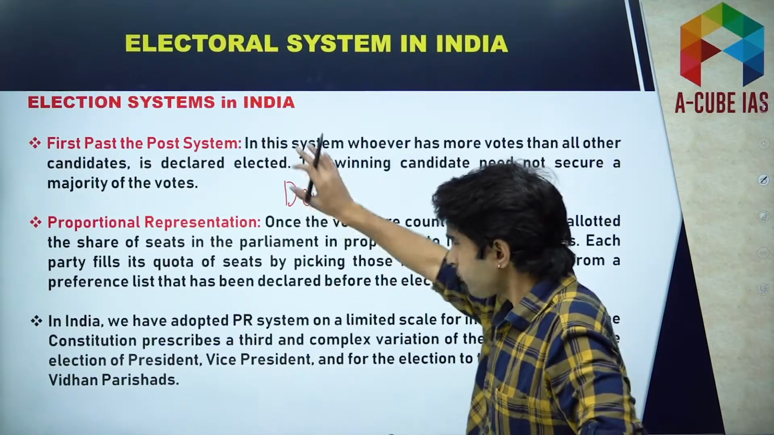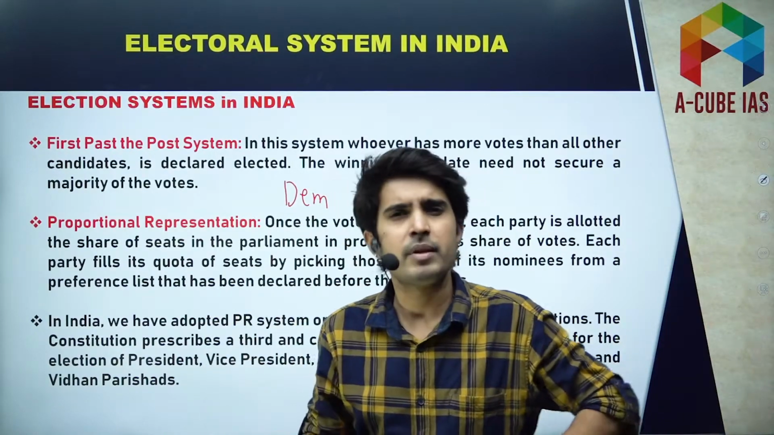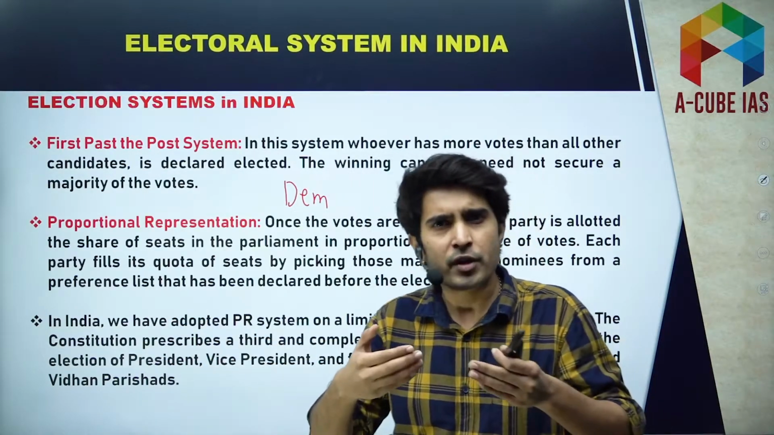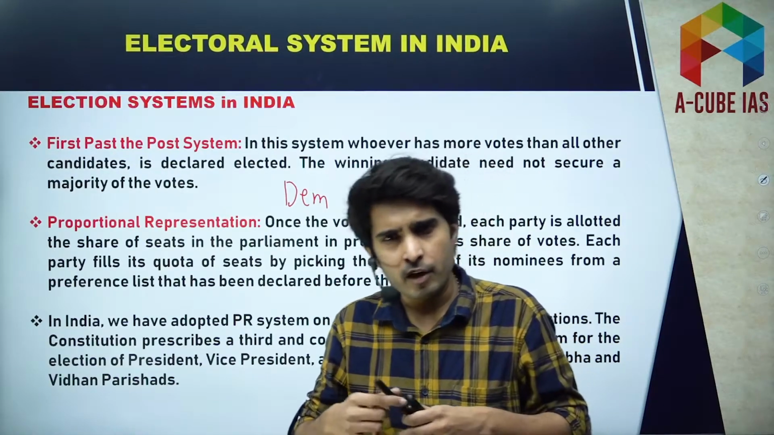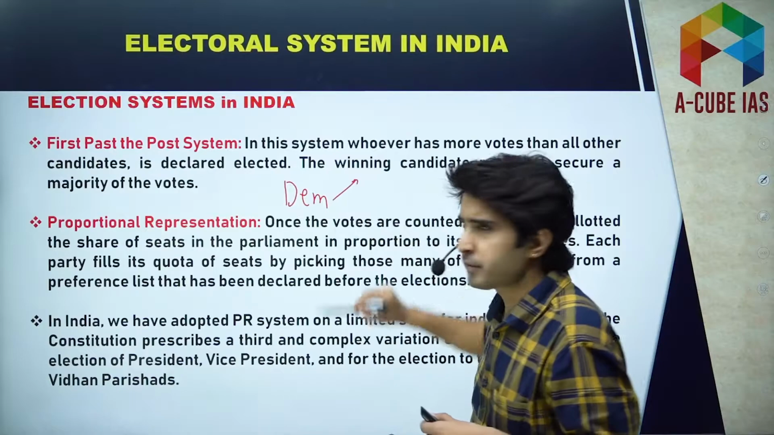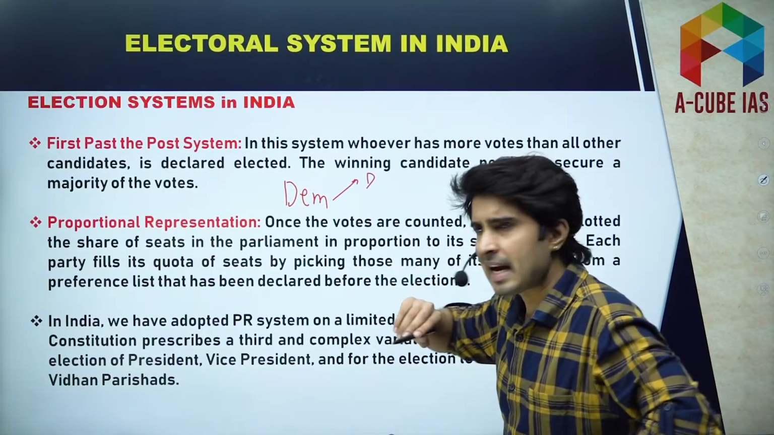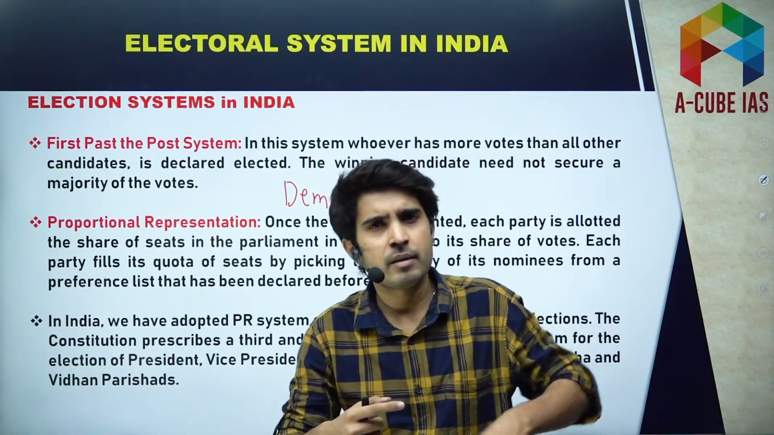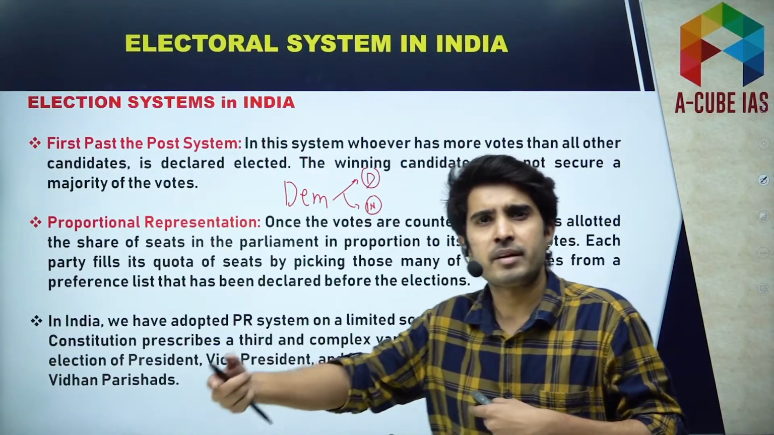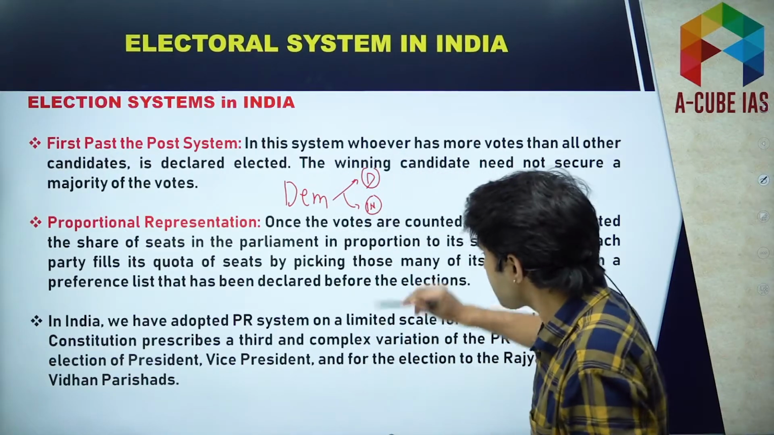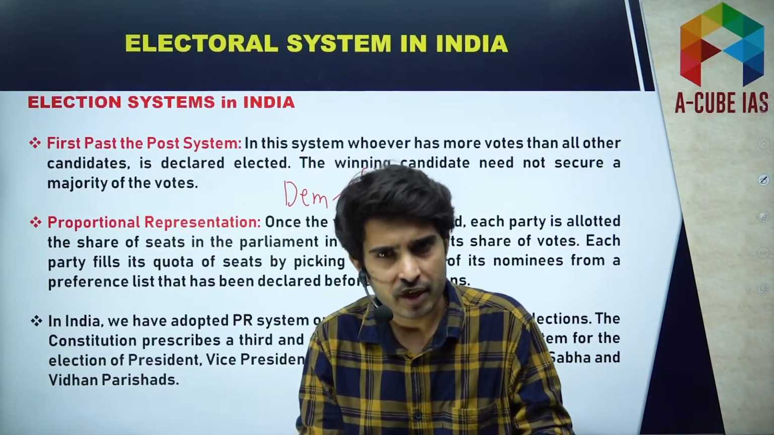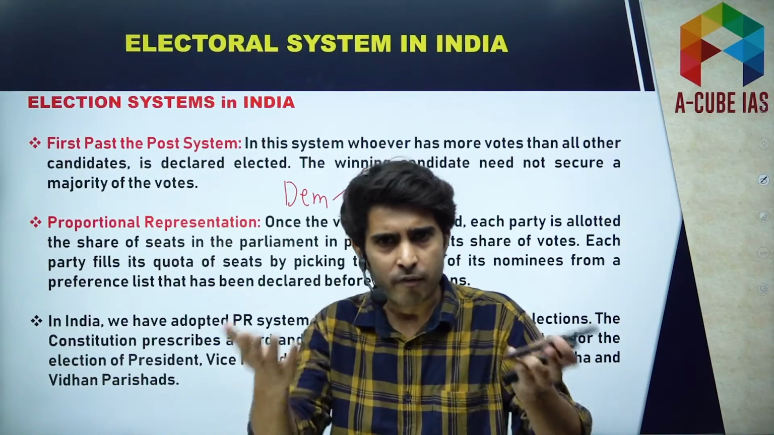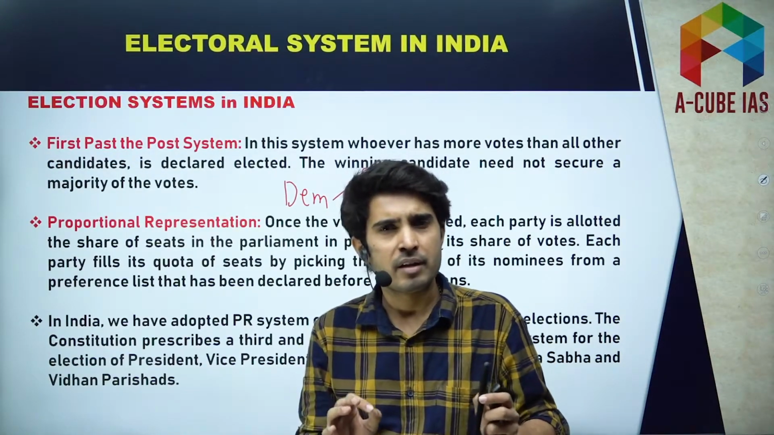So in our country, we have indirect democracy. It means we do not participate directly. Rather, we choose representatives who frame the laws on our behalf. Now you must know that there are two types of democracy. First, direct democracy, and second, indirect democracy. Direct democracy means that citizens are directly participating in the lawmaking process. Indirect democracy means that you are choosing representatives on your behalf, and these representatives frame the laws on behalf of the people. So in our country, we have indirect democracy.